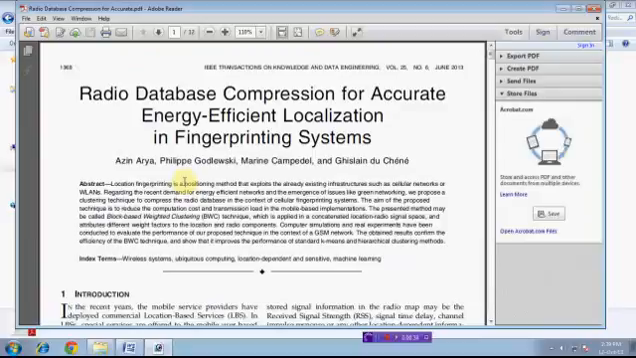Radio database compression for accurate energy efficient localization in fingerprint system. The scope of the project is to reduce the computation cost and transmission load in the mobile based implementation. That means reduce the computation cost and transmission load. Here we use two or more algorithms, so mainly we focus on a two-step process.